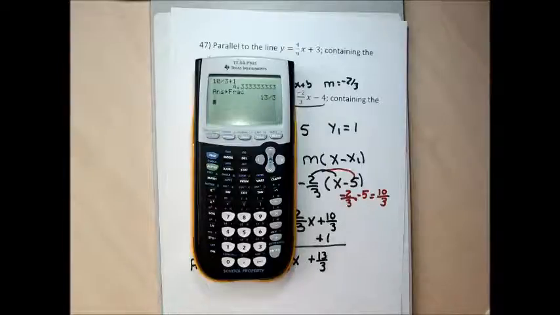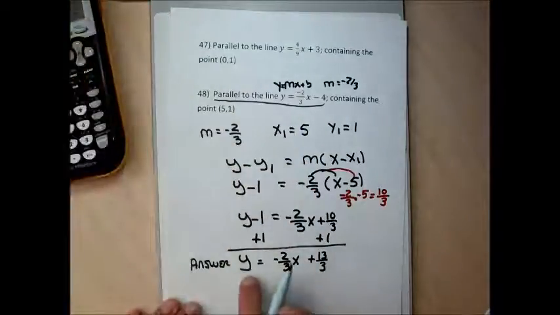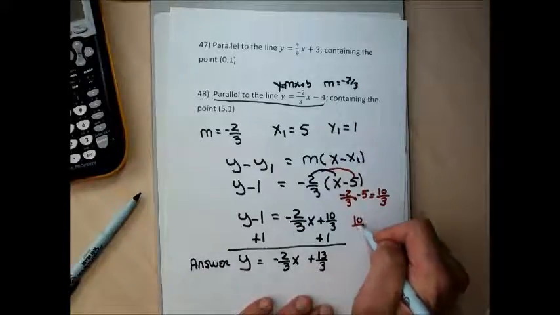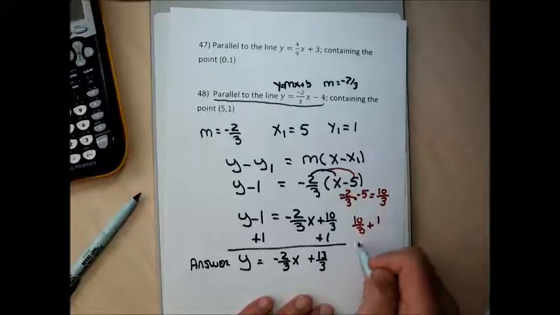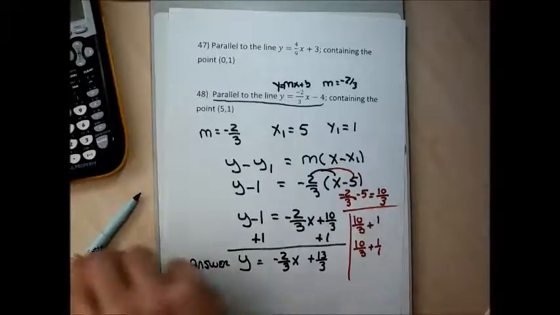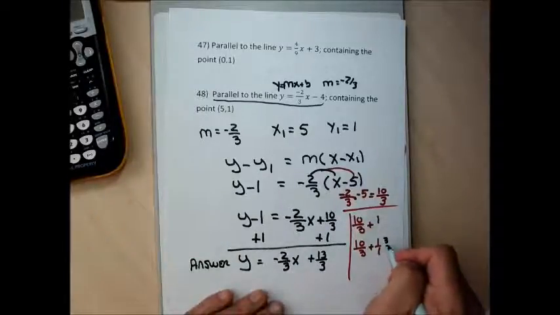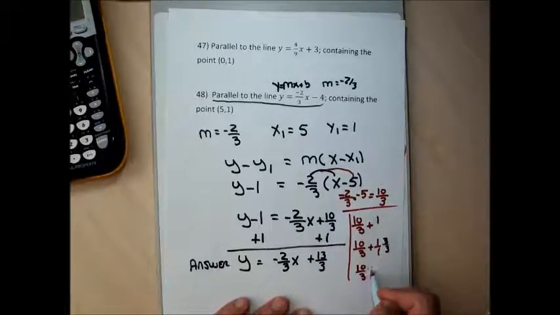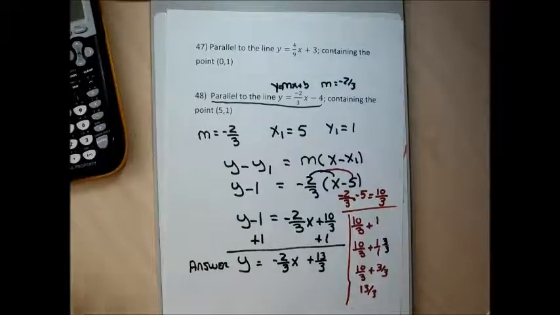If you want to do this without a calculator and get the answer of y equals negative 2/3 x plus 13/3, to do 10/3 plus 1, you have to think of it as 10/3 plus 1 over 1. And that 1 over 1 you can multiply by 3 over 3. And that would give me 10/3 plus 3/3. And that's the 13/3. That's the b for this problem. Absolutely can do fraction work on your calculator. Or if you'd like to do it by hand, you can do it by hand.